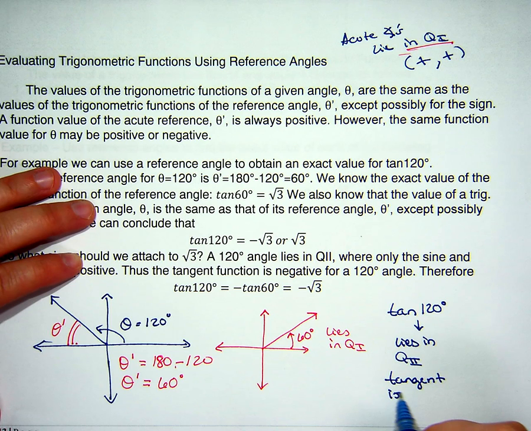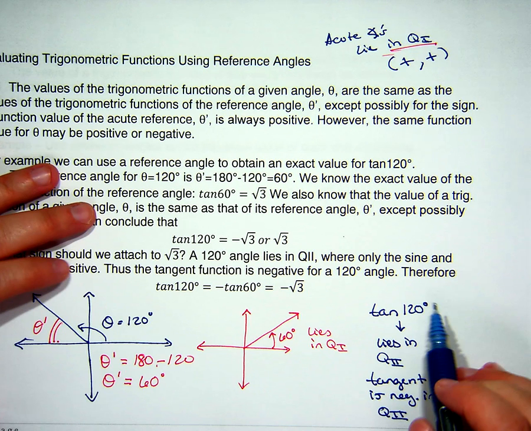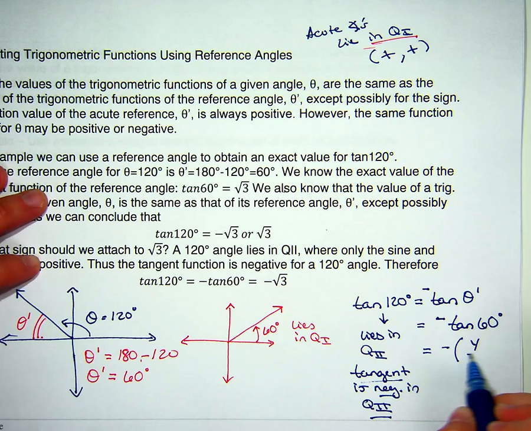So if tangent is negative in quadrant 2, that means that tangent of 120 is equal to tangent of its reference angle, but negative because tangent's negative in quadrant 2. So that means that this would be negative tangent 60 degrees. Well, you can go to your 60 degrees, right? So negative y over x.